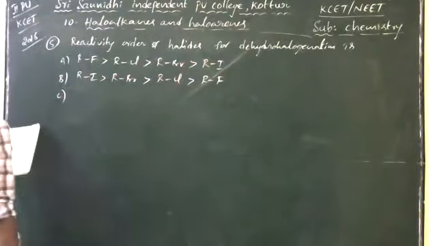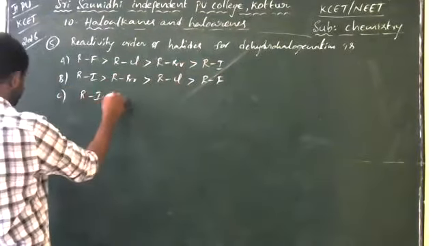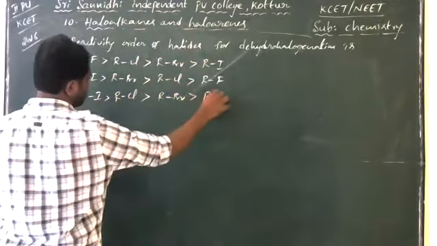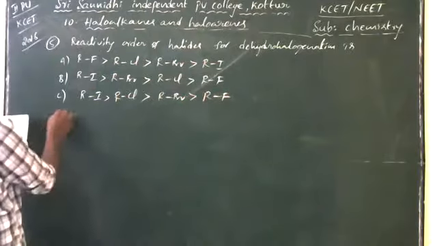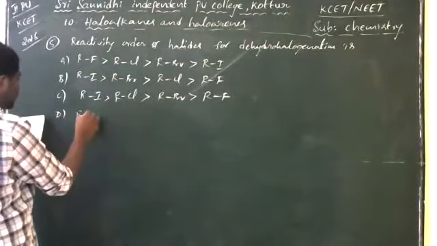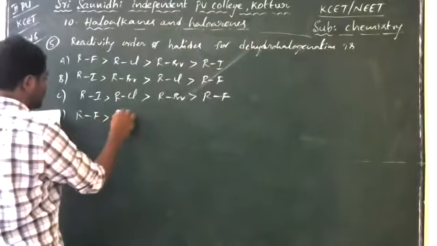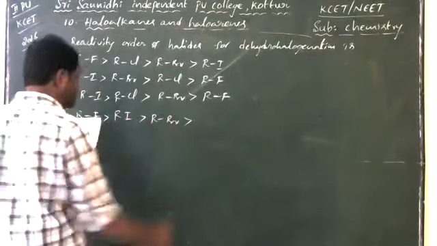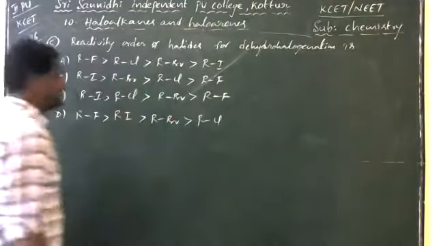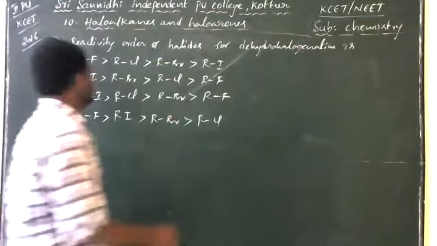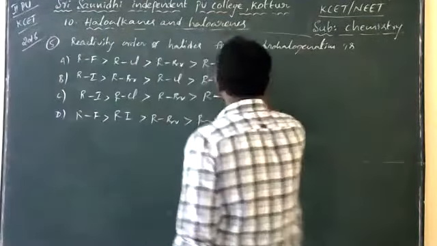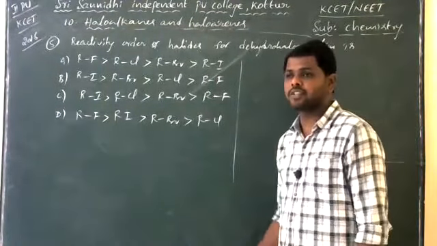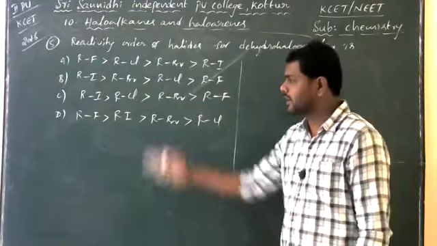Next option C, RI, RCl, RBr, RF. Next option D, RF is greater than RI is greater than RBr is greater than RCl. Right. So this is the reactivity order of halides for dehydrohalogenation.